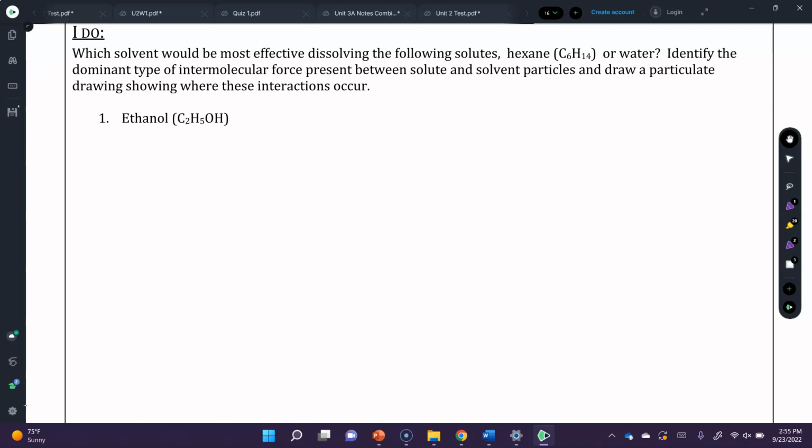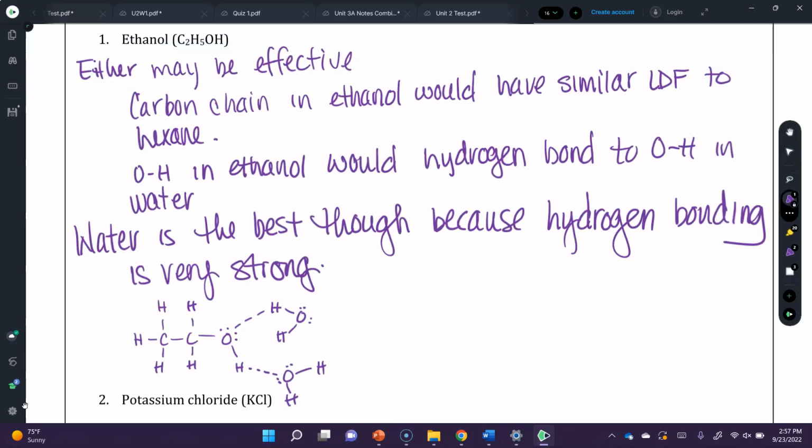However, the hydrogen bonding is very strong, so it most likely would dissolve best in water. And then we are also supposed to draw a particulate drawing. So here in this diagram, we would show that there's hydrogen bonding occurring between the opposite dipoles, and because hydrogen bonding is the strongest intermolecular force present in ethanol, water is most likely to be the best solvent for ethanol.